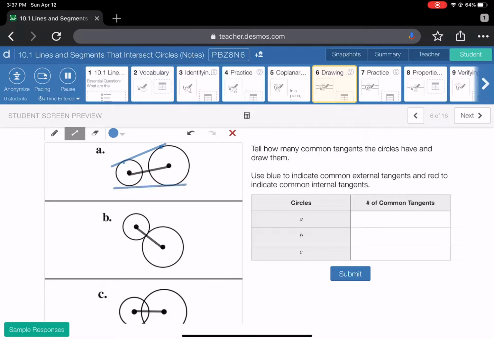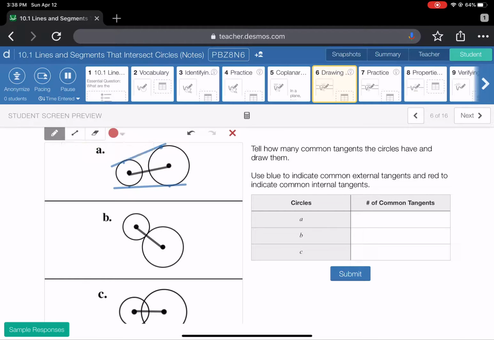So here's another one. That line only crosses each circle one time, so they are common tangents. And this again is an external tangent because it only touches each circle once and it doesn't cross through the segment that we drew in between the two centers.